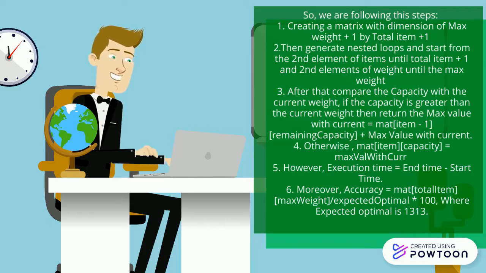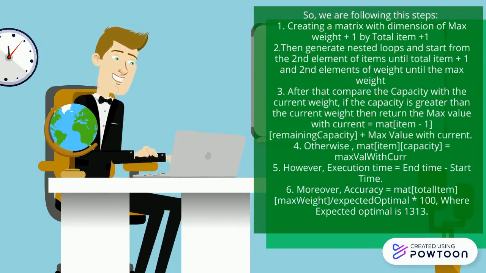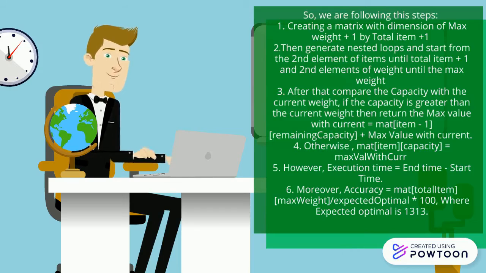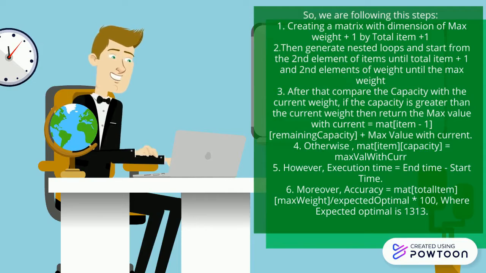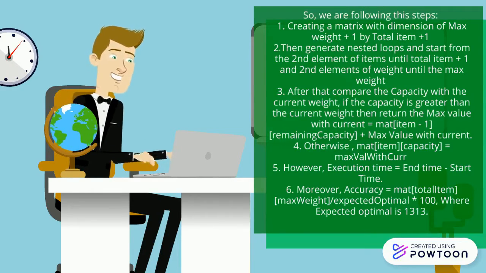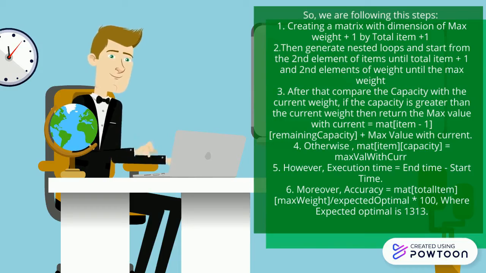Create a matrix with the dimension of max weight plus 1 by total items plus 1. Then generate nested loops, starting from the second element of the items until total items plus 1, and the second element of the weight until the max weight. After that, compute the capacity with the current weight. If the capacity is greater than the current weight, then return the max value with current.